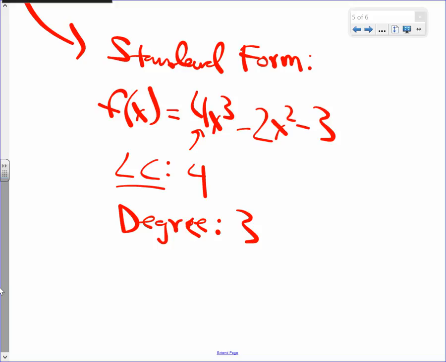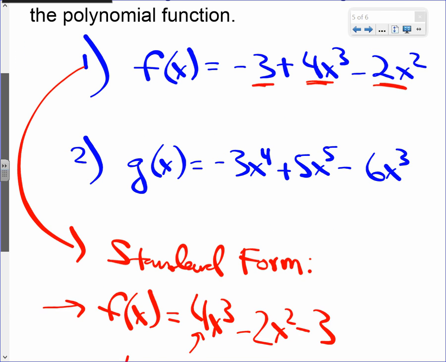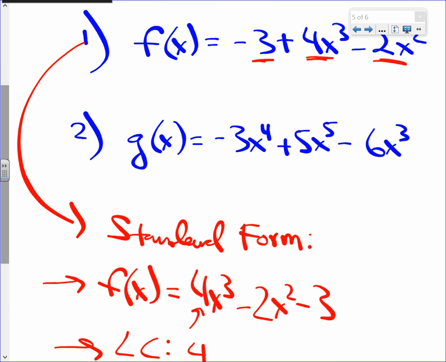Question, that was number 1. First mission, standard form. Second mission was the lead coefficient. Third mission, the degree. The degree is just the highest exponent. Simple as that. No rocket science here. All right. No questions? Udav is texting. That's awesome. We're ready to rock and roll. Let's do it.